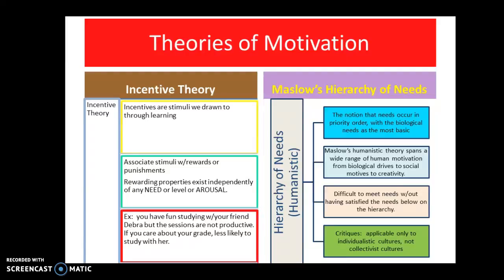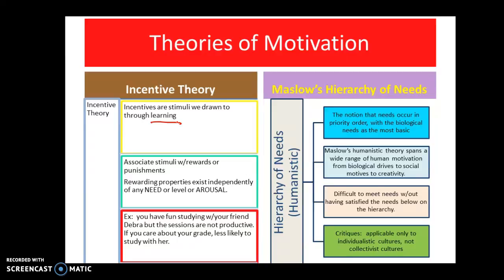Let's look at the incentive theory and compare it with Maslow's hierarchy of needs. So in terms of the incentive theory, the first word I want you to think about is learning. Because unlike the drive reduction theory that attempts to explain behavior primarily through biological needs and biological drives, the incentive theory actually looks towards learning as opposed to innate drives and desires.